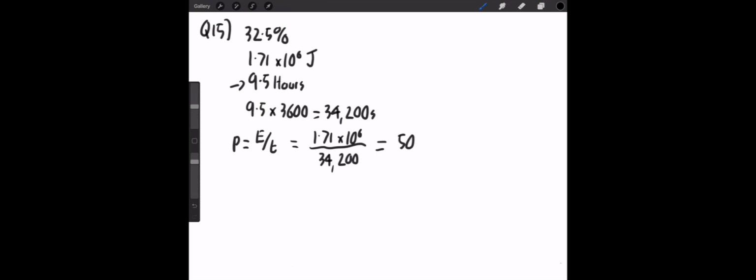But of course that is not the right answer because it's only 32% efficient. So I need to multiply that by 0.32 in order to get the actual power output of 16 watts. So the answer is D.